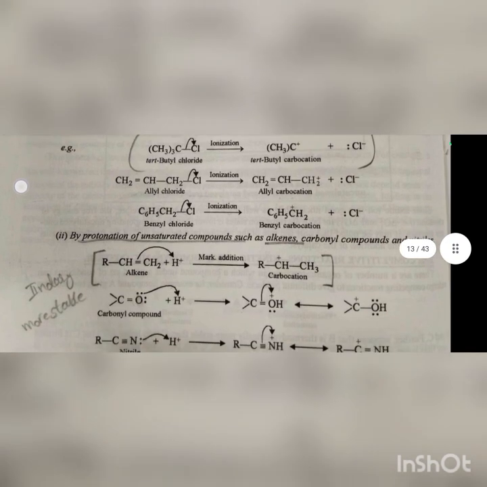Now next is generation of carbocations. Carbocations are produced by heterolytic cleavage of a covalent bond in which the leaving group takes away both the bonding electrons of the covalent bond. Some of the reactions in which carbocations are formed are summarized below. First, in the ionization of alkyl halides. Second, by the protonation of unsaturated compounds such as alkenes, carbonyl compounds, and nitriles.